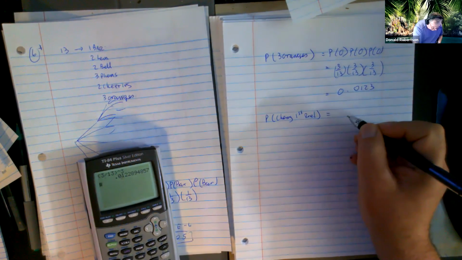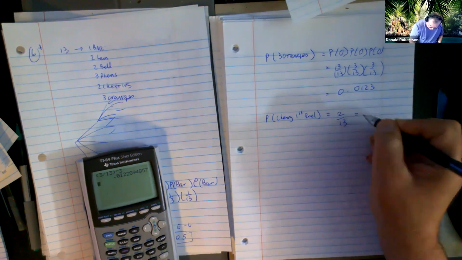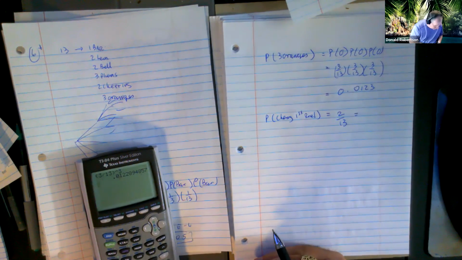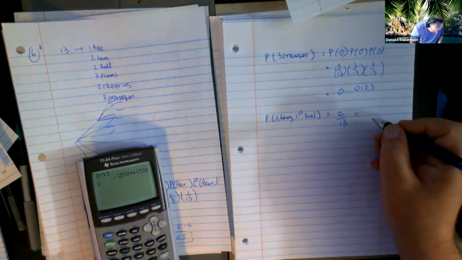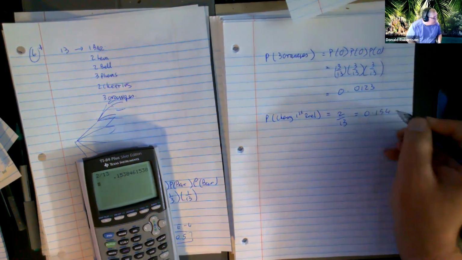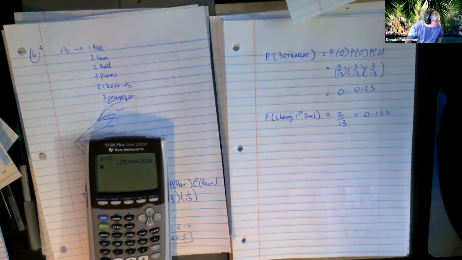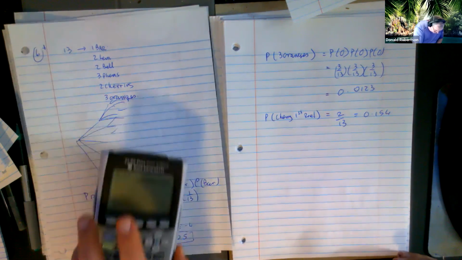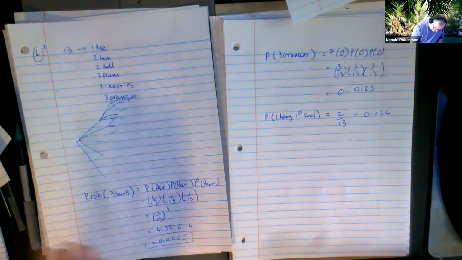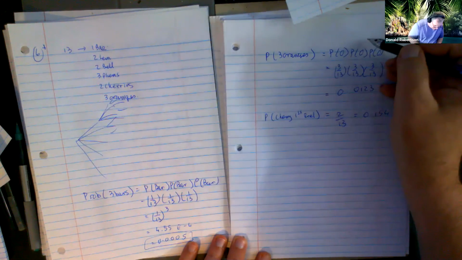You can even do things like, what's the probability that you get cherry on the first row? Well, that's just 2 out of 13, because we don't care what happens, we're only interested in the first row. And if I do that one, 2 divided by 13, I get 0.154. So for these questions where you do not need to worry about things changing, I do not need to do a tree diagram. All I need to do is multiply the probabilities together.